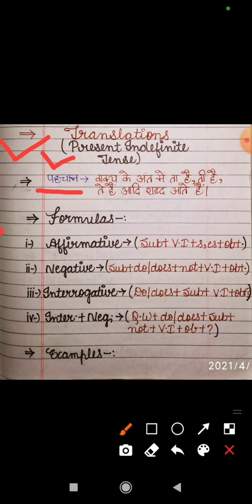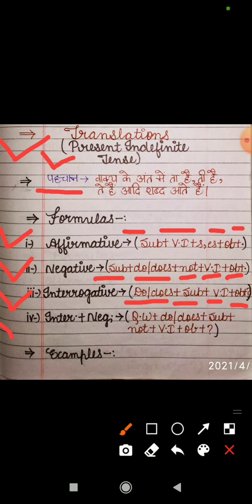If we have to form an affirmative sentence of indefinite tense, there will be subject, then verb first form plus s or es according to the subject, then object, and then full stop. In negative sentences, there will be subject, do or does according to the subject, then not, then first form of verb, then object, and then full stop. Next is interrogative. If we have to form an interrogative sentence of present indefinite tense, then do or does first of all according to the subject, then हमारा subject होगा, then first form of verb, then object, and then question mark.